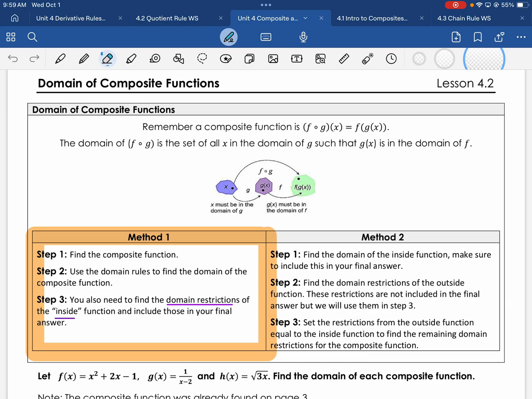Okay. Now there are technically two methods for domain. This method, way more confusing. You can see it even has more words. So we are focusing on method 1.